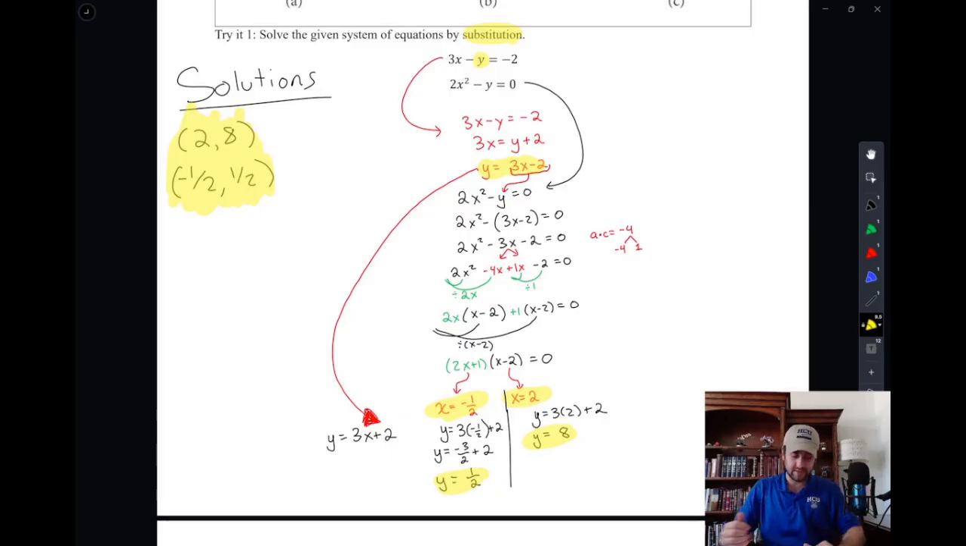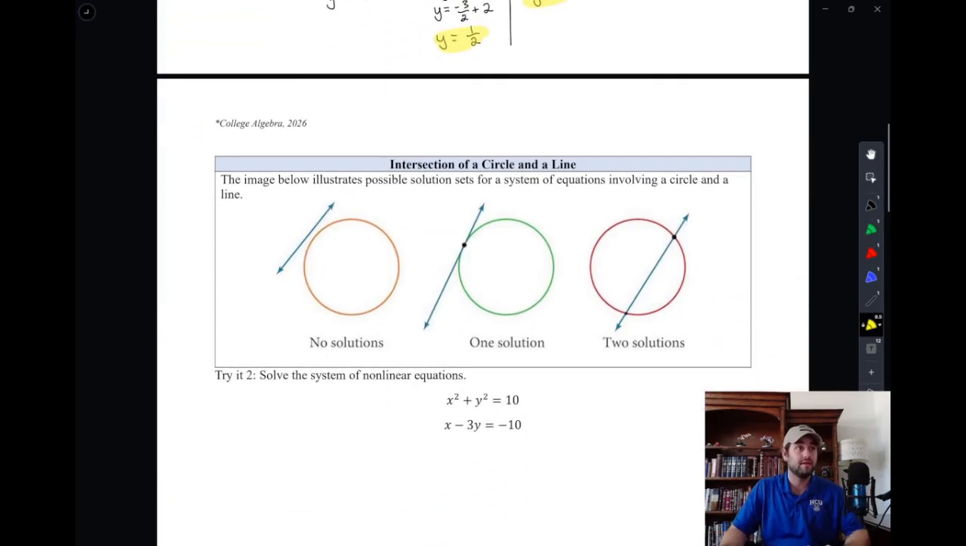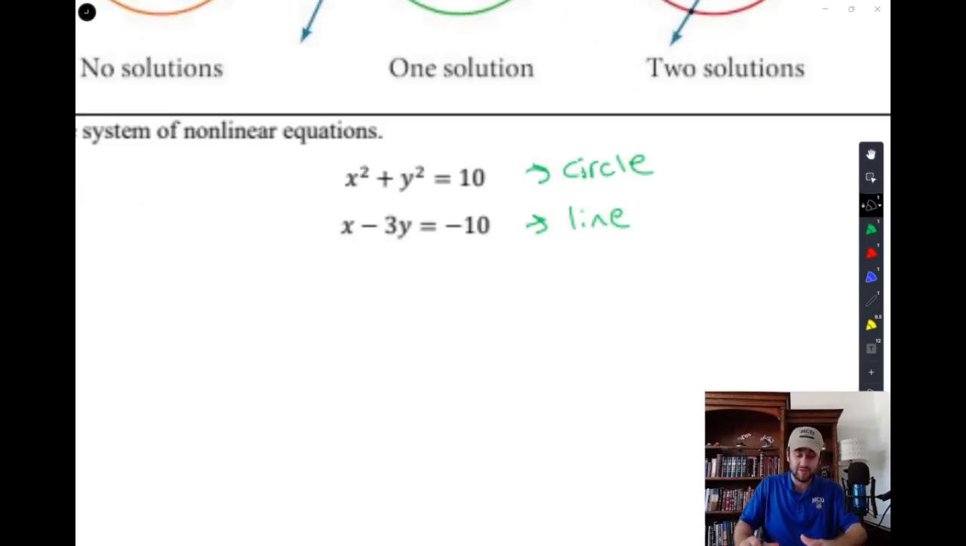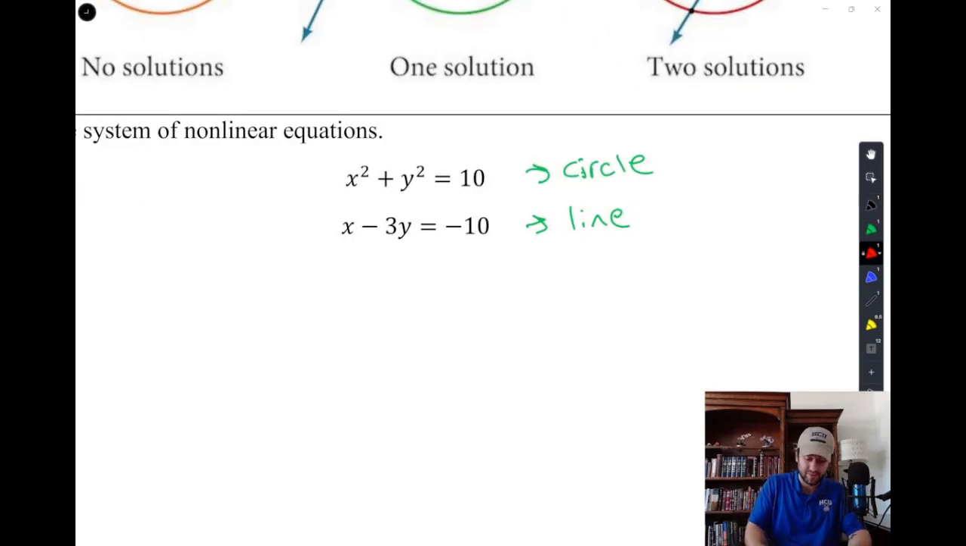All right, let's move on to a circle and a line. So this top equation is a circle, and this bottom equation is a line. The intersection of a circle and a line can be no intersection, one intersection, or two, just like a parabola. And we're going to use the same skill that we used a second ago. We're going to use substitution. Here it looks like the easiest substitution to use would probably just be that x hanging out by itself. So I'm going to rewrite this bottom equation to be x equals 3y minus 10. I just moved the 3y over.